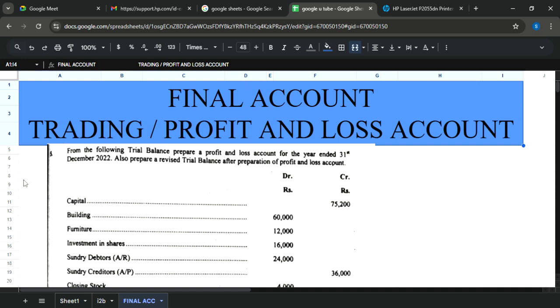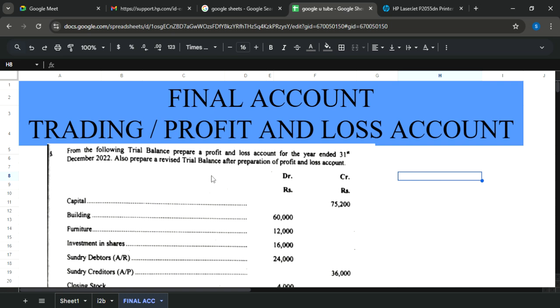Today's target is to solve question number 5. The chapter which we are related with is final account, trading profit loss account with balance sheet. Now at the start of the question, we will see how many requirements we have to do.